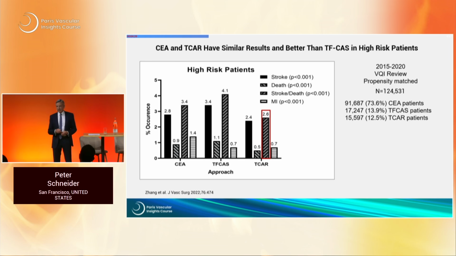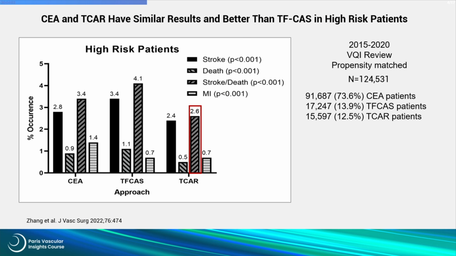So now when we think of these high-risk patients, the ones we worry about the most, the ones that we're concerned that a bad outcome has a higher risk, such as those with a contralateral occlusion or those with a recently symptomatic stenosis, you can see the latest VQI data here. So this involves 124,000 cases. These are propensity matched, and you can see stroke and death with TCAR in high-risk patients was 2.6%, with CEA was 3.4%, and transfemoral 4.1%.